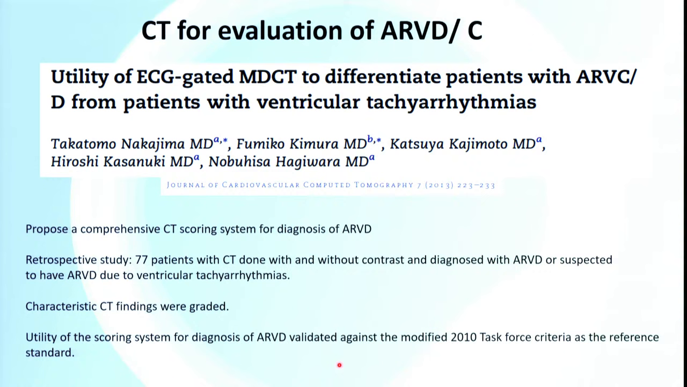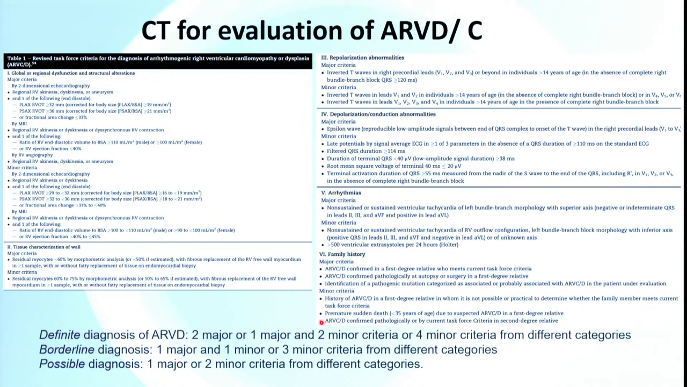The aim was to come up with their scoring system and then to evaluate its utility against the modified 2010 task force criteria, which is a large amount of information. This is the 2010 modified task force criteria, but I just want you to be aware that imaging is only one part of it. And in imaging, they talk about MRI findings and echo findings. So CT is not officially in these findings.